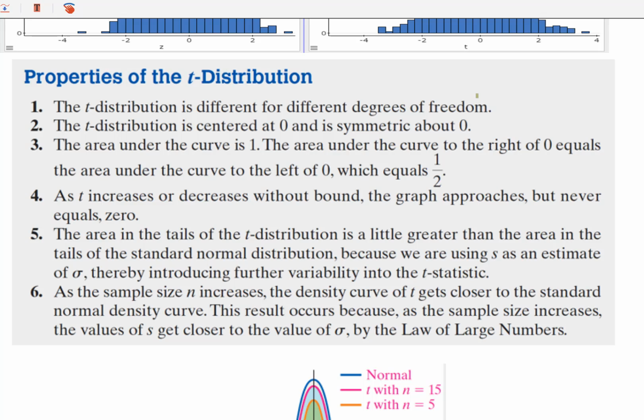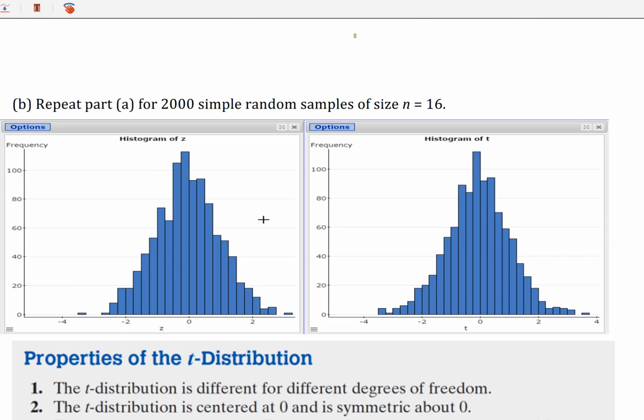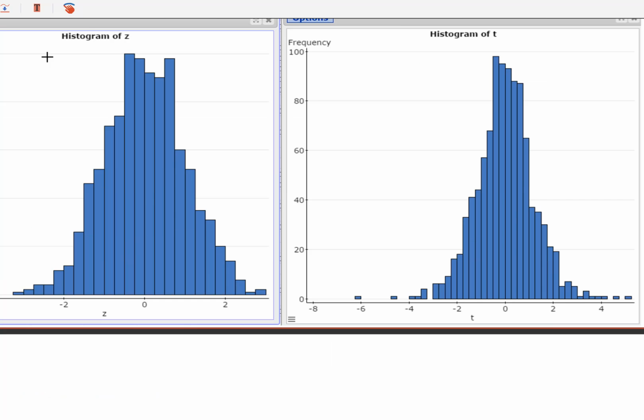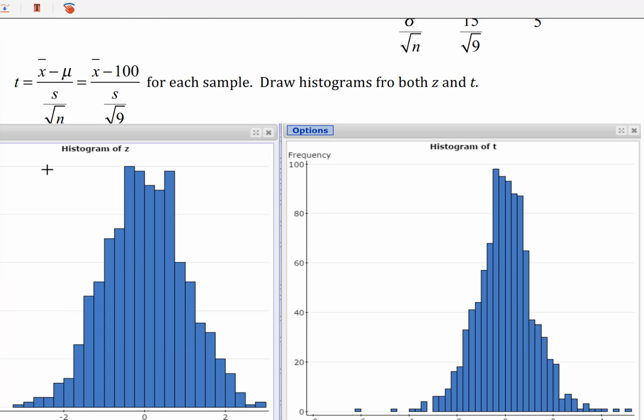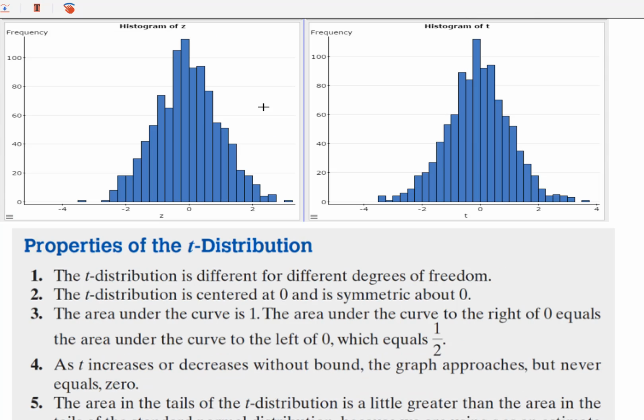So for construction of confidence intervals for a mean, the degrees of freedom is always the sample size minus 1, right? And so here, for a sample size 16, our degrees of freedom would be 15. For a sample size 9, our degrees of freedom would be 8. And we can see that as the degrees of freedom goes up, the distribution of T behaves more and more like the standard normal. T distribution is centered at 0 and symmetric.